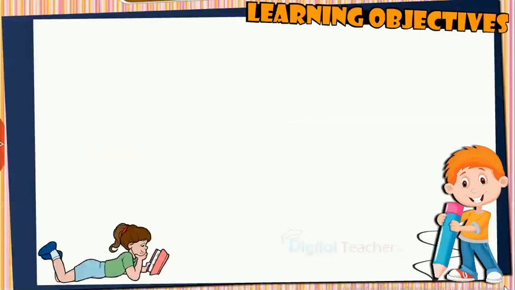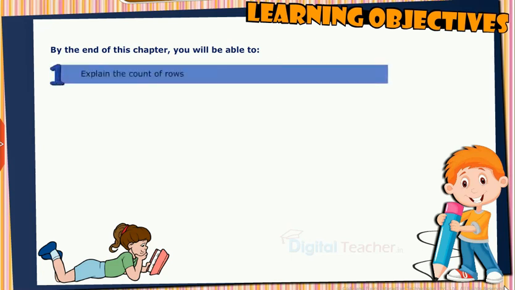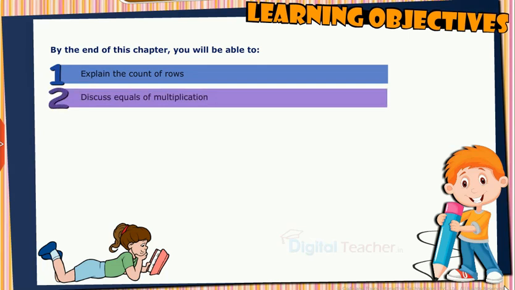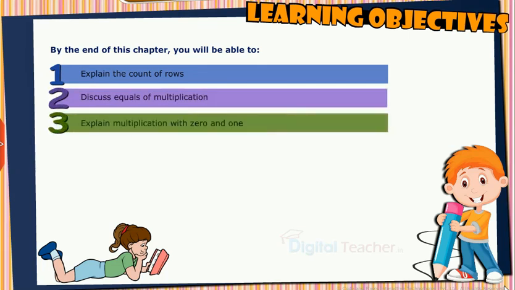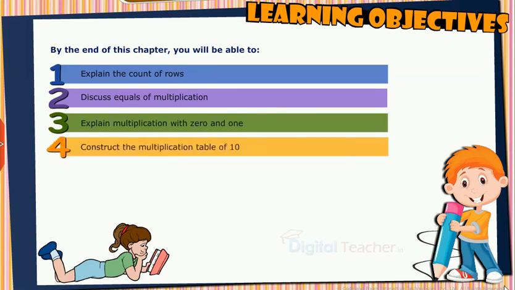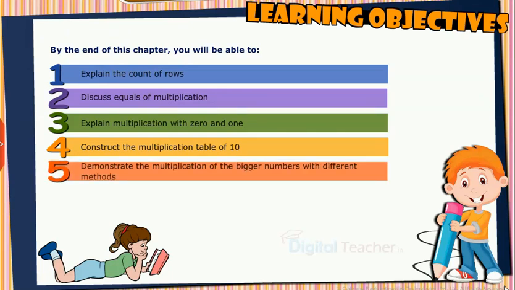Learning objectives. By the end of this chapter, you will be able to explain the count of rows, discuss equals of multiplication, explain multiplication with 0 and 1, construct the multiplication table of 10, demonstrate the multiplication of the bigger numbers with different methods.